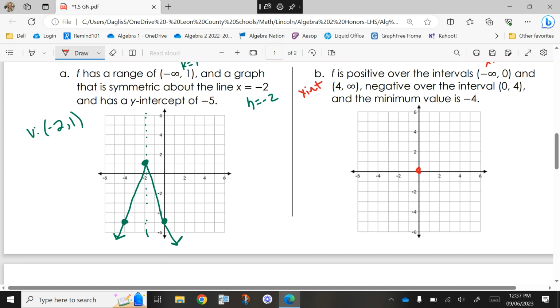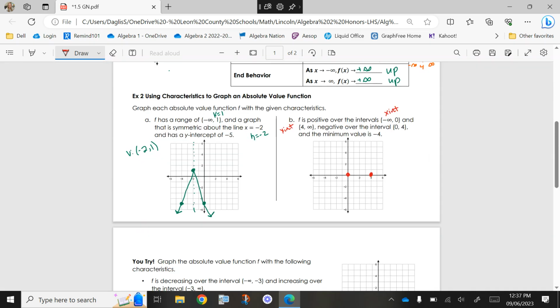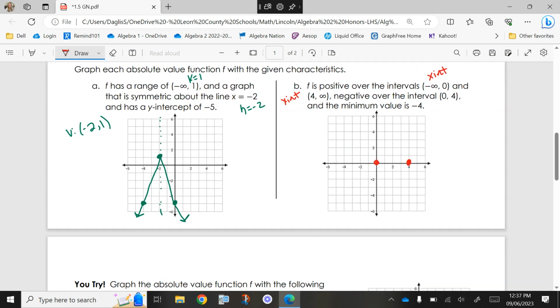So 0, 4. We know we're crossing here. I also know it's going to open up because it's negative in between 0 and 4. So we know it's going to dip in between, but it's going to open up on either end. Okay. The minimum value is -4. What is that giving me? It's giving me a piece of my vertex, right? The y value of my vertex, or the k.